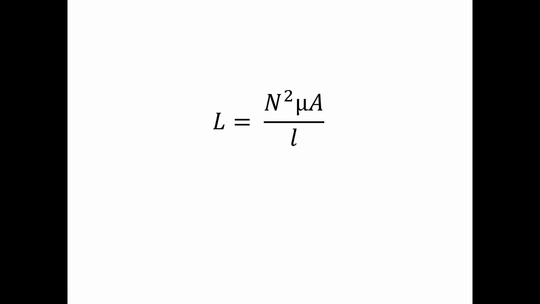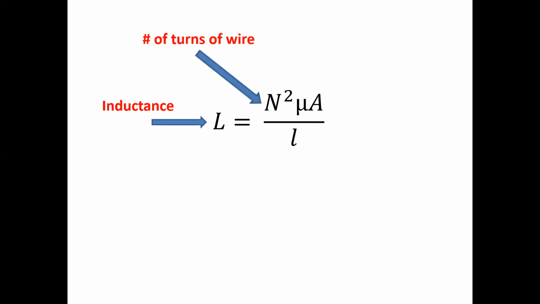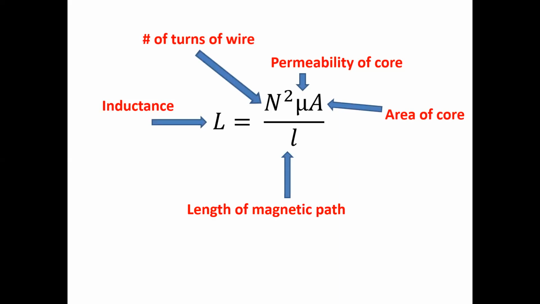So let's see what properties affect inductance in an inductor. So here's our equation. L is equal to N squared mu A over l, the length. First thing is inductance, measured in henries, is equal to the number of turns of wire in the coil squared, multiplied by the permeability of the core. That's not something we're typically going to measure or do calculations with, but permeability is the ability of a device to concentrate magnetic lines of flux when compared to air. How about the area of the core? How large is it? And finally, the length of the magnetic field.